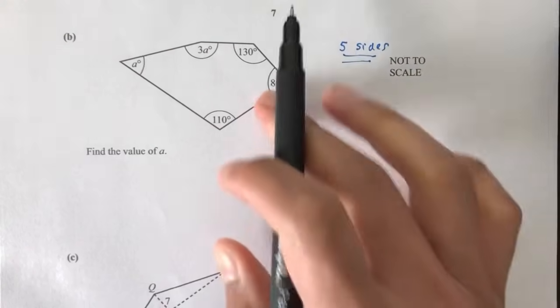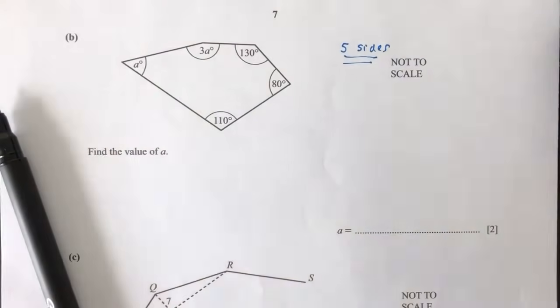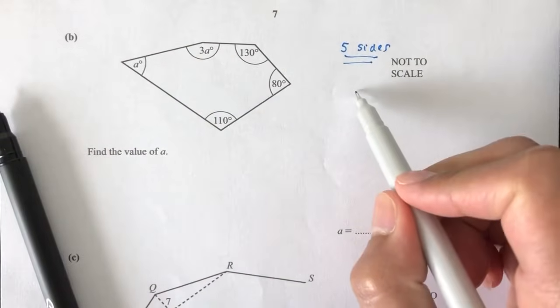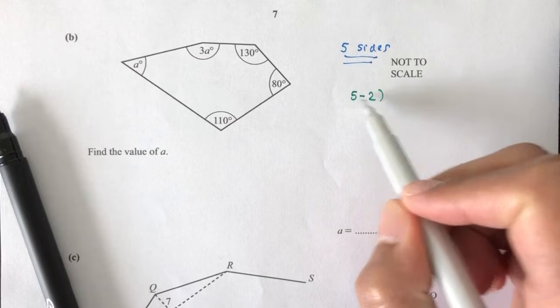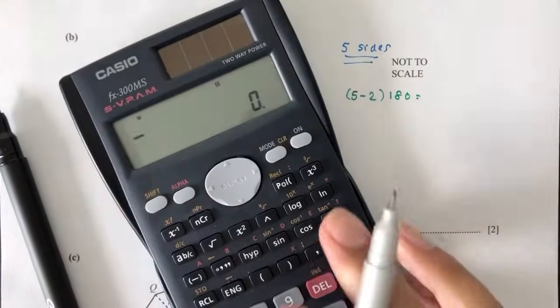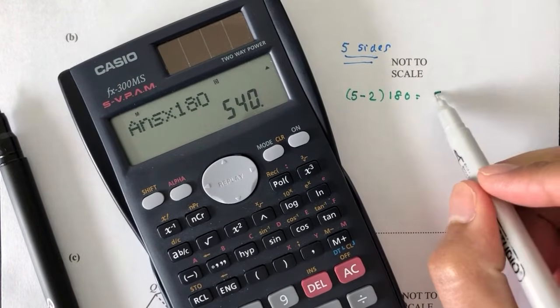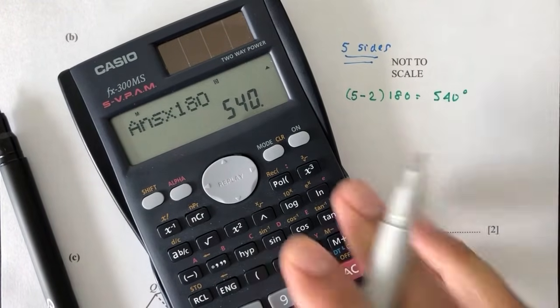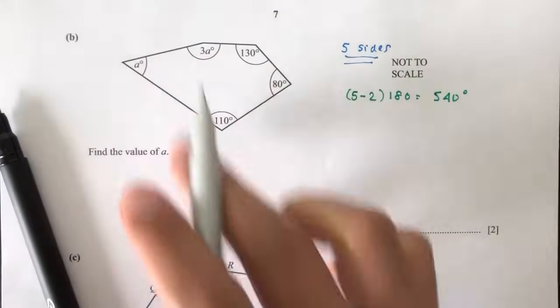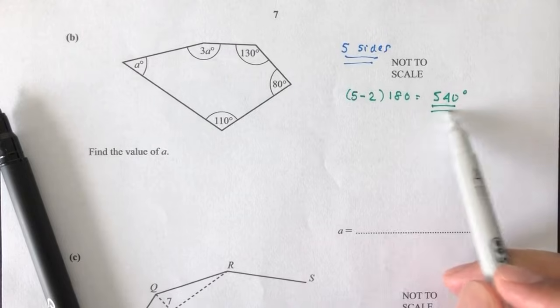So how do you find the sum of all the angles inside this shape? We have to use a formula. The formula is the number of sides minus 2, times 180. So 5 minus 2 times 180 will be 540. It means that all the angles inside this shape, if you add everything up, will be 540.